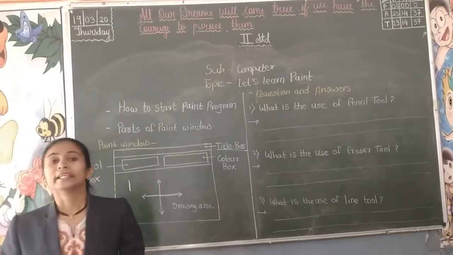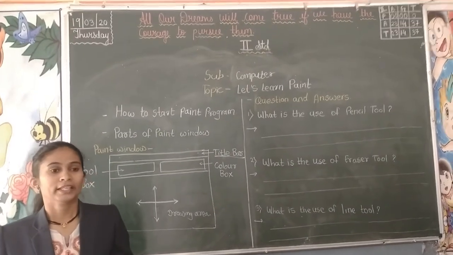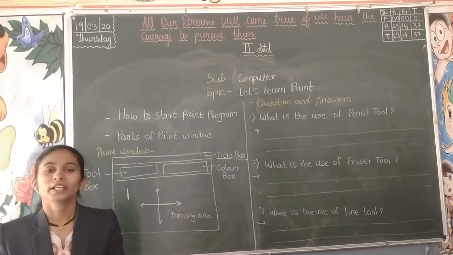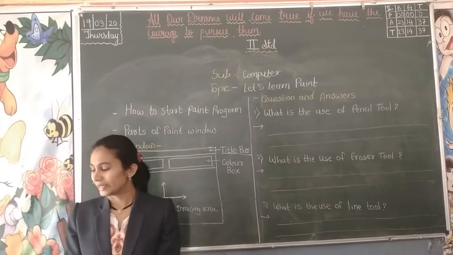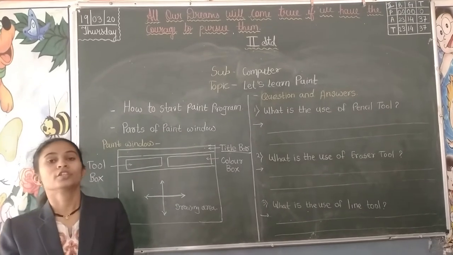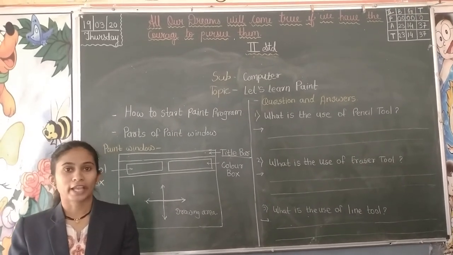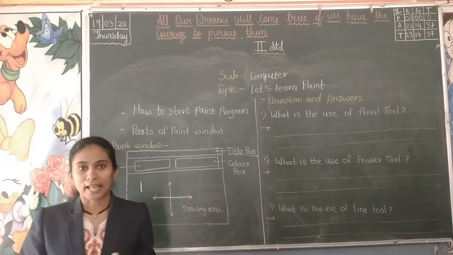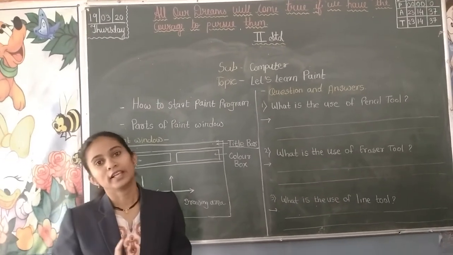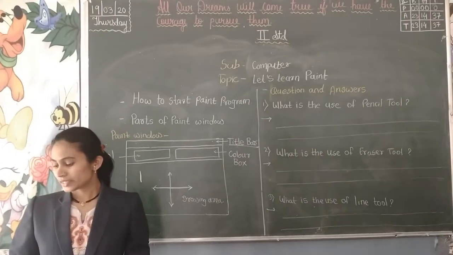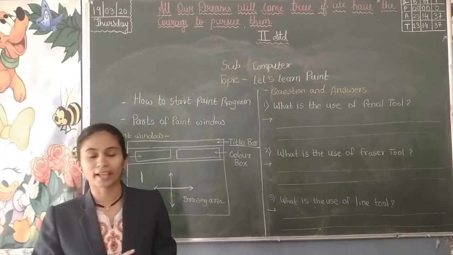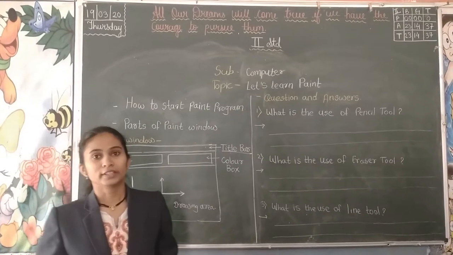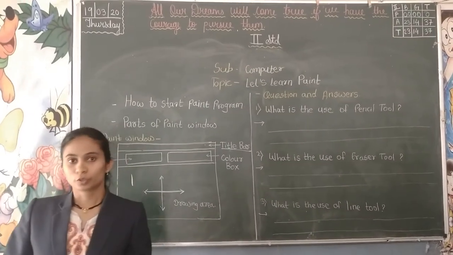Then next is the eraser tool. With the help of the eraser tool, we can erase the drawing. Then next is the line tool. With the line tool, we can make a straight line, sleeping line, slanting line. Then next is the rectangle and square tool. We can make rectangles and squares with the help of that tool.